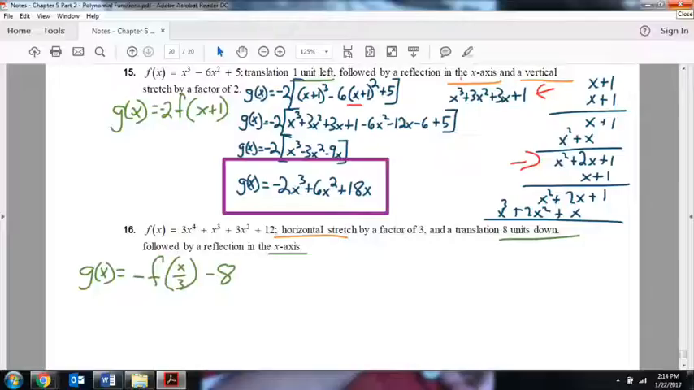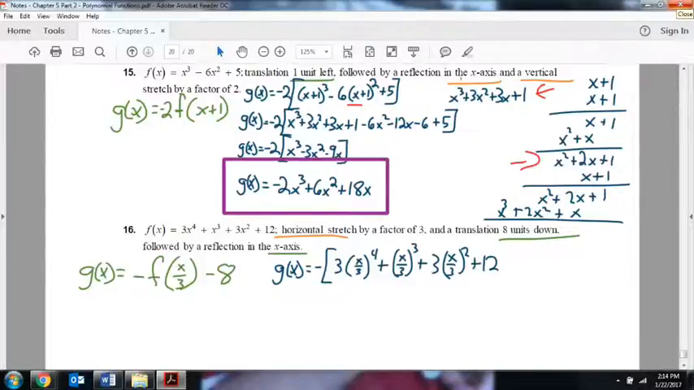So do the g of x. Here we go. So g of x equals negative bracket. We got to put x over 3 for all of the x values. So 3 times x over 3 to the 4th plus x over 3 cubed plus 3 times x over 3 squared plus 12. And in the end, we are going to subtract 8 after the fact. So here we go.